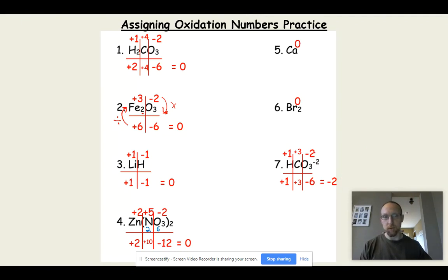So oxygen is usually -2, hydrogen is usually +1, but now carbon only has to add up to +3 because that's going to get us to -2. We don't want to get to 0. So then carbon gets the +3. So when you're done, when every element has an oxidation state up top.